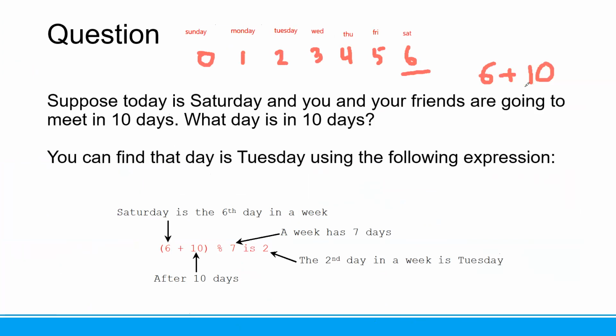After I add 10, I know that this range of value is between 0 and 6. So it means we have only 7 values, so we can do the remainder of 7. Then the result will be 2. So 2 is Tuesday. Okay. So this is how we can use mathematics, how we can use the program to do something related to our daily life.